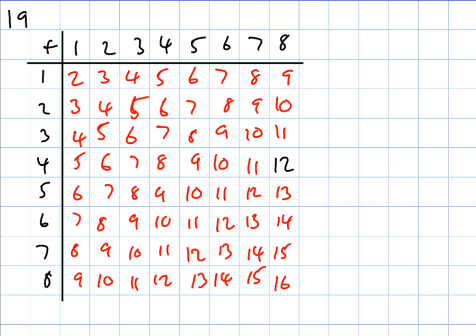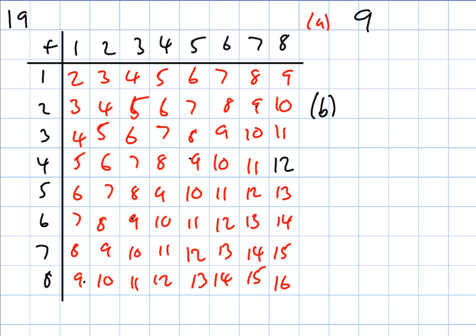And then we've got part A. Asks us what is the most likely score. So the most likely score there is 1, 2, 3, 4, 5, 6, 7, 8. 8 times the 9 shows up. So 9 will be our most likely score.